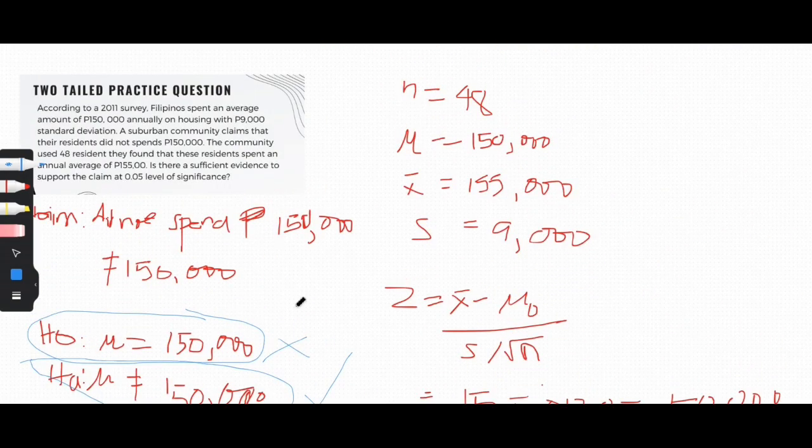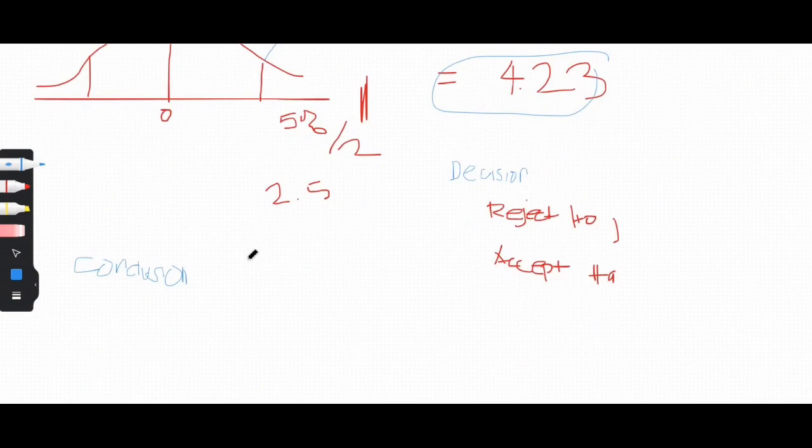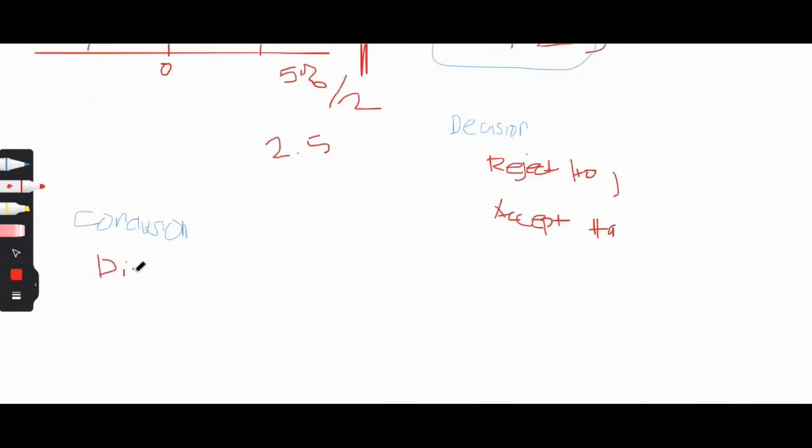Let's go back to the question. A suburban community claims that their residents did not spend 150,000 on their housing. I hope that you also got the answer to our two-tailed sample question.